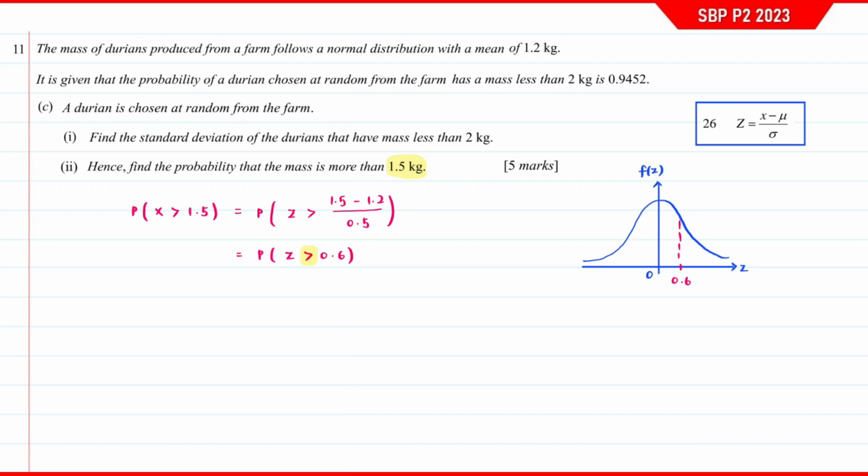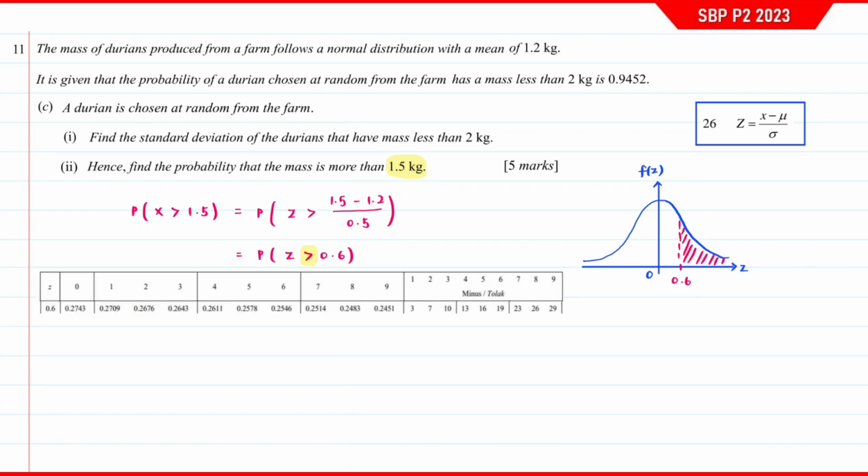As this is greater than, then the area will be on the right hand side. So from the table, when the z-score is 0.6, then the probability is 0.2743.